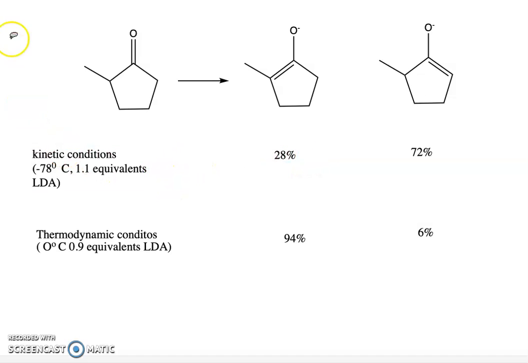On the other hand, using slightly higher temperatures and using less than a full equivalent of LDA allows the reaction to equilibrate. And when it equilibrates, I can use LDA to get a majority of my more substituted, more stable product. So we can really use LDA to get either our kinetic product or our thermodynamic product, depending on the conditions we use.